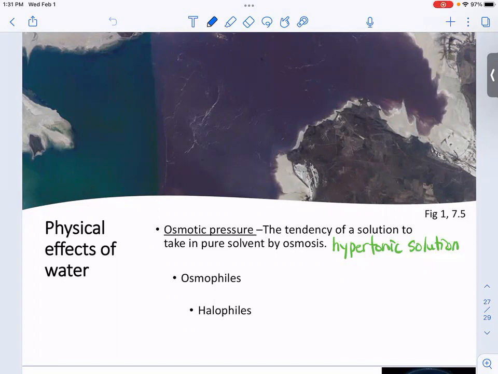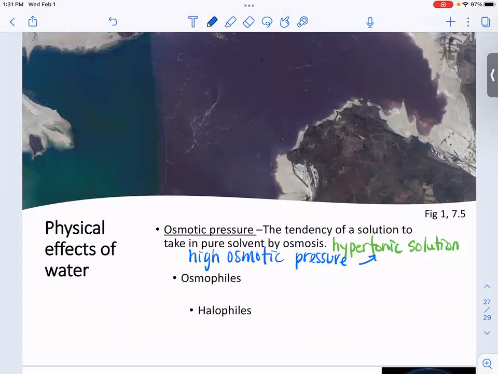So osmotic pressure. And when we left off last time, I was talking about how high osmotic pressure refers to a hypertonic environment. I don't know if I said it quite that way, but high osmotic pressure, again, we equate that with an increasingly more and more hypertonic solution. So high solutes in the solution that the cell is in.